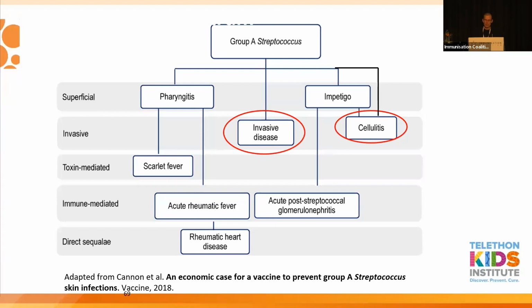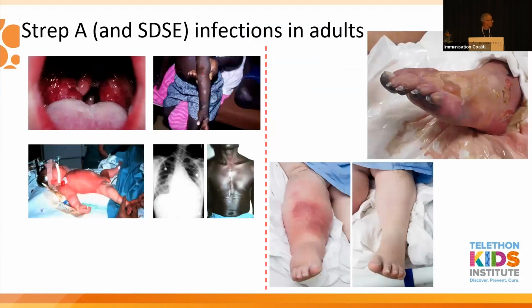This is quite different. The traditional impetigo, sore throat, acute rheumatic fever, and rheumatic heart disease really occur or begin in childhood. So these are the disease manifestations. On the left-hand side, you've got the illnesses that mostly affect children, and on the right-hand side, those that we see in adults.